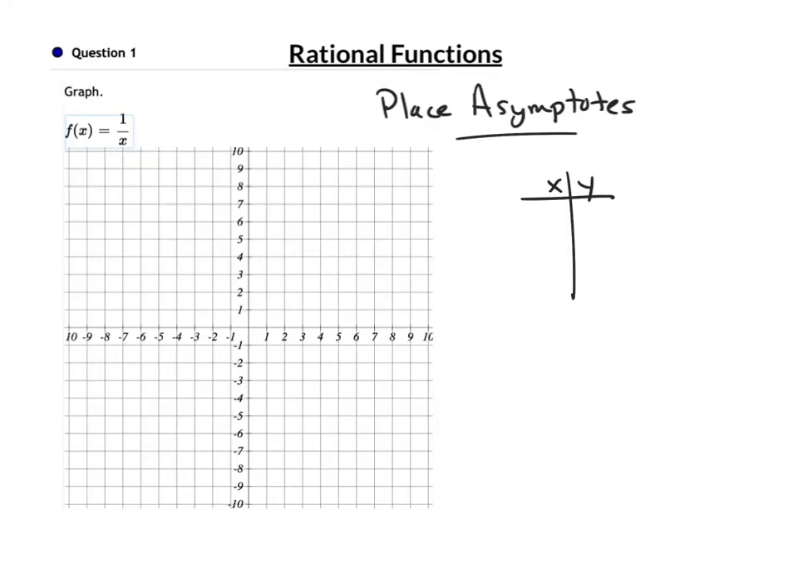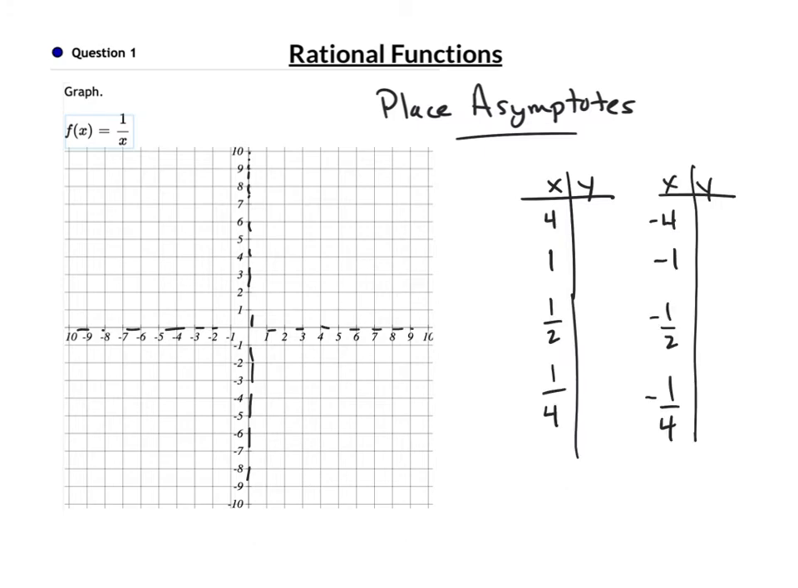Question 1. Graph y equals 1 over x. Graphing these in WAMAP is almost trivial, but you do have to understand a couple of things. First, you need to place your asymptotes. If you forgot what this graph looks like, go watch the first part of the video. It has asymptotes at x equals 0 and y equals 0. That means the y-axis is an asymptote.